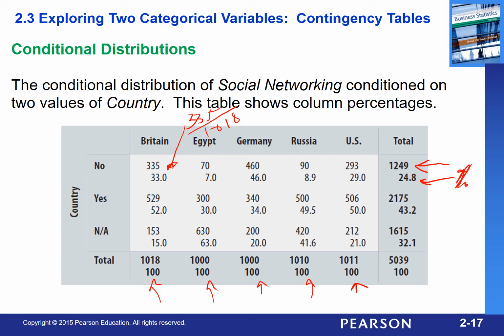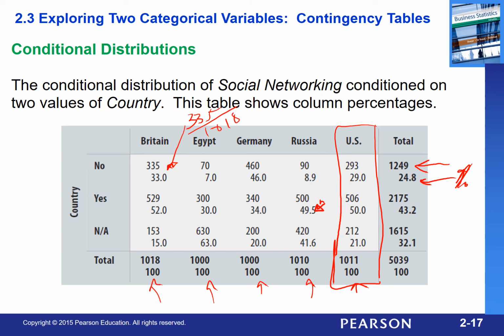For instance, the Russian value over here of 49.5 was found by taking 500 and dividing it by 1010, because that is the value that goes with that. As you look at this, I'm giving the conditional distributions for the countries. If I had just this distribution right here that I'm blocking off, that would be the conditional distribution for the US. You would write out no, 29%, yes, 50%, not applicable, 21%, because I'm only looking at the US's totals. I'm not including anyone else's totals.